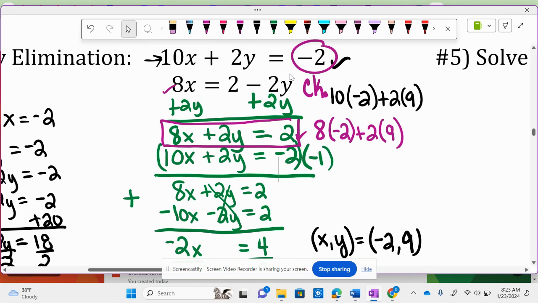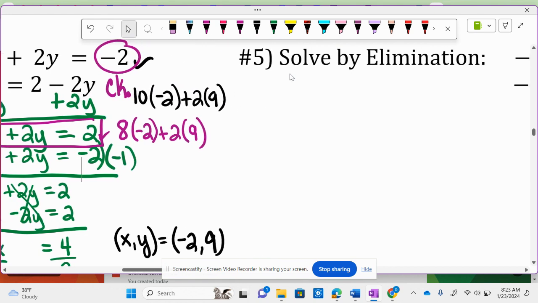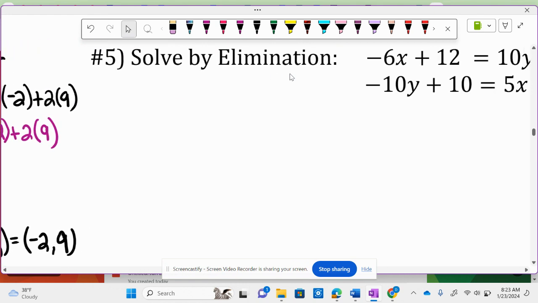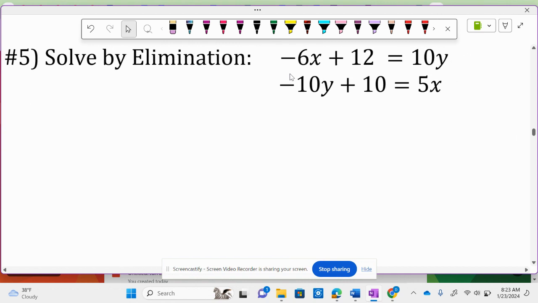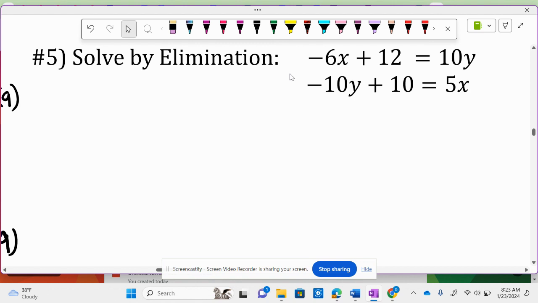Number 5. Number 5 is all sorts of messed up. What do we have going on there? Yeah, neither one of them are in order, right?